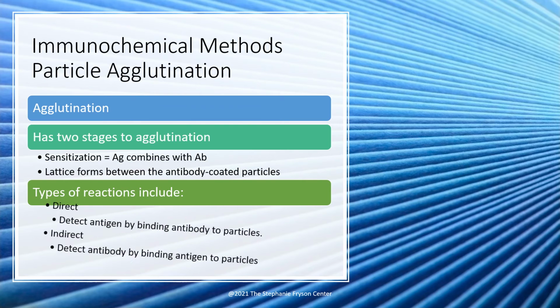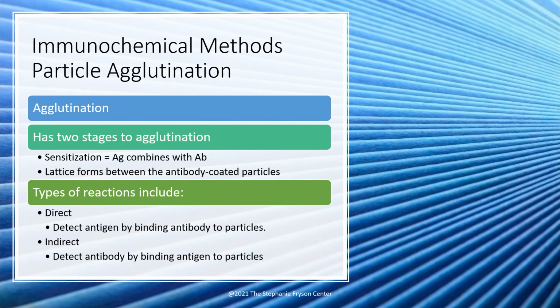And then you have direct and indirect reactions. The direct reaction is the antigen is detected by binding antibodies to particles. Indirect is the antibody is detected by binding antigen to particles. So the direct method is you looking for the antigen. Indirect is you looking for an antibody that was produced as a result of the reaction.